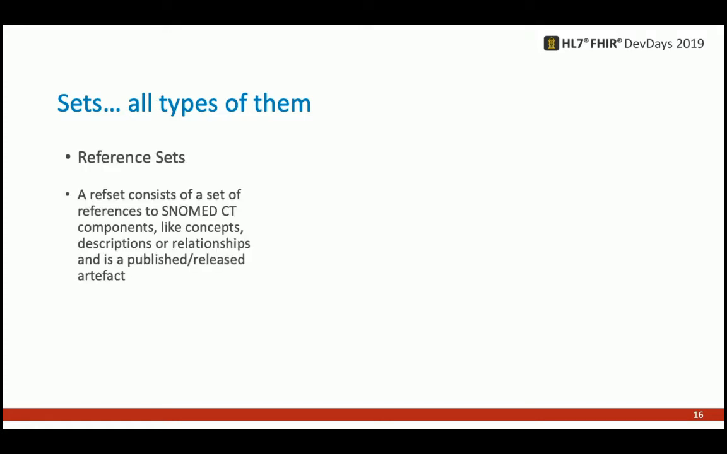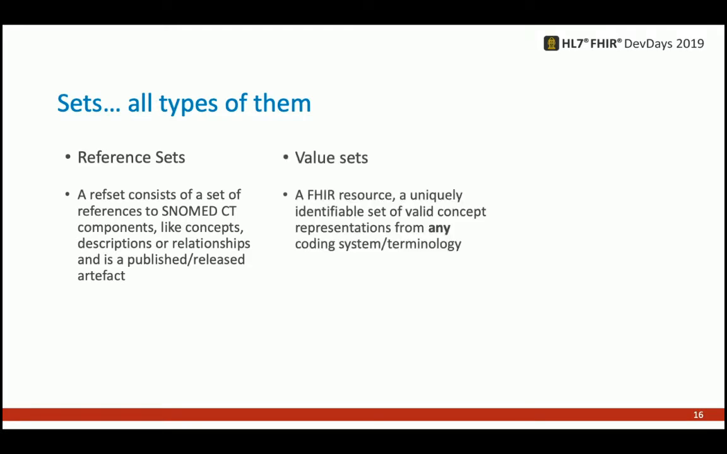So reference sets is a very particular SNOMED artifact. It's essentially a set of references to SNOMED CT components. So that can be a list of, let's say, for example, allergies. It could be a general practice reference set. So these are the concepts we use in general practice. It can be used for maps as well. So these are very specific SNOMED things. And I'm explaining this because you won't hear about reference sets within the context of FHIR, but we equate them between the two. So value sets is a FHIR resource.